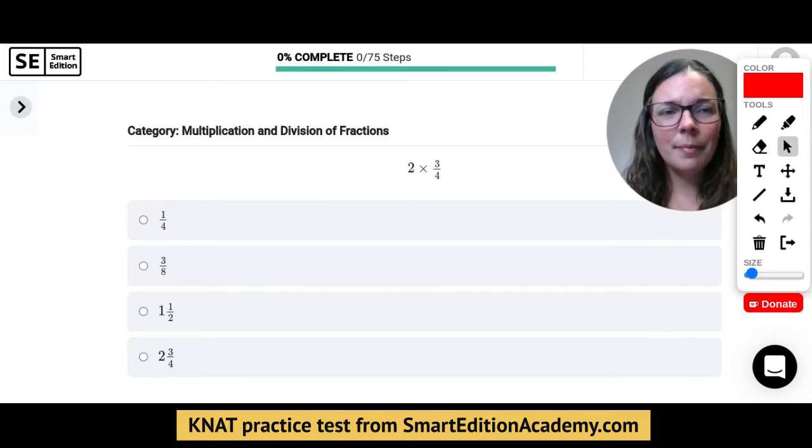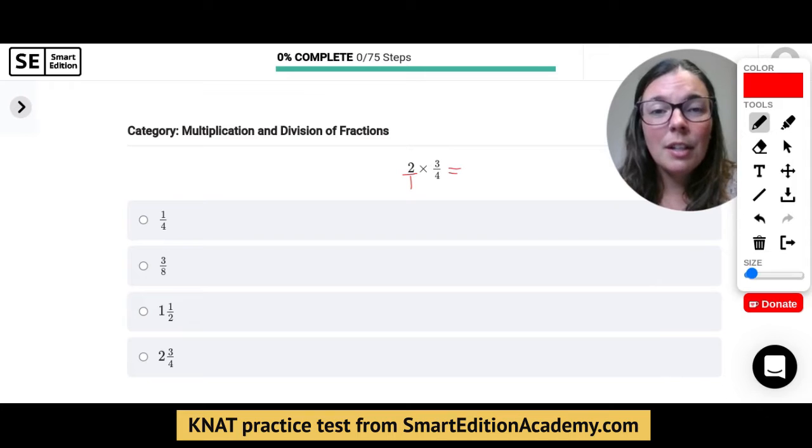All right. 2 times 3/4. So in order to multiply a whole number times a fraction, you can think about this as just 2 over 1. And now we can just do what we normally do for fractions, go across the top and across the bottom. So 2 times 3 is 6. 1 times 4 is 4.